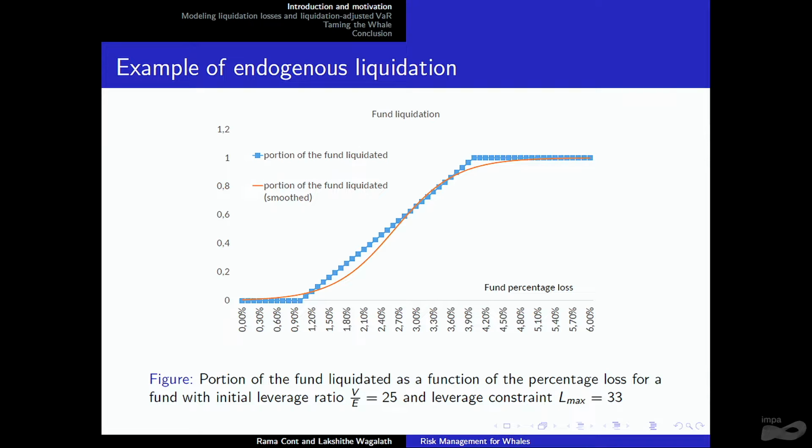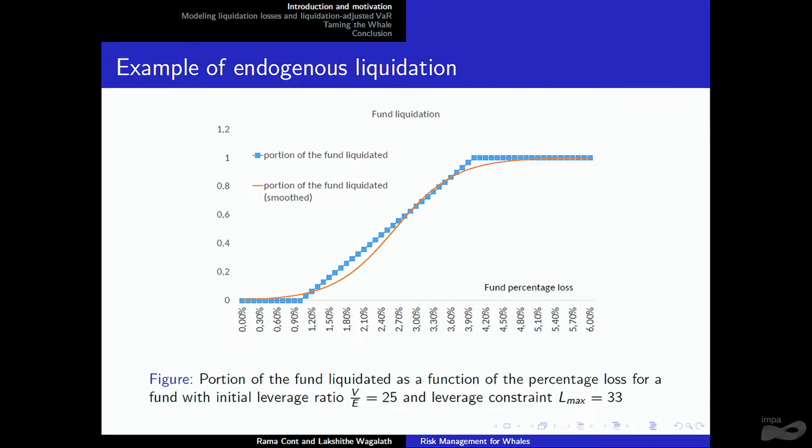So you see that as long as the shock, of course for a certain value of parameters, exactly the ones that I told you, you start with a leverage of 25, and the maximum leverage is 33, which is actually what the Basel regulation would give you for a bank. You see that as long as your loss here is not too big, you don't do anything. You don't deleverage, right?